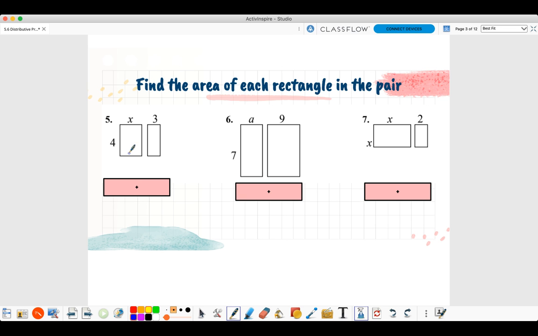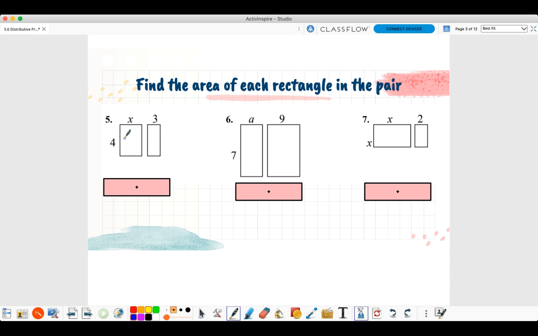And now this is changing it up a little bit. You see that there's multiple rectangles, so you're going to find the area of the pair. So how would you go about doing this? Well, you can find the area of this, you can find the area of this, and what would you do? You would just add them together. So you're just finding the sum of them.